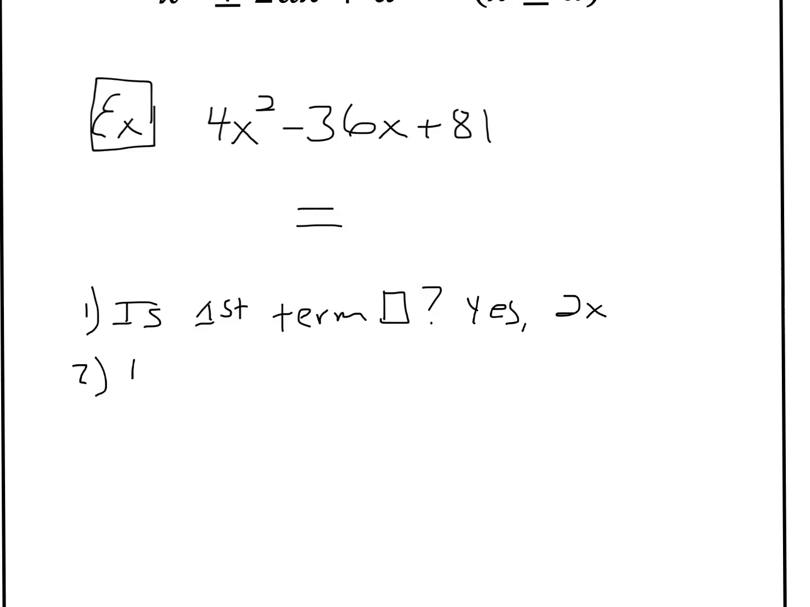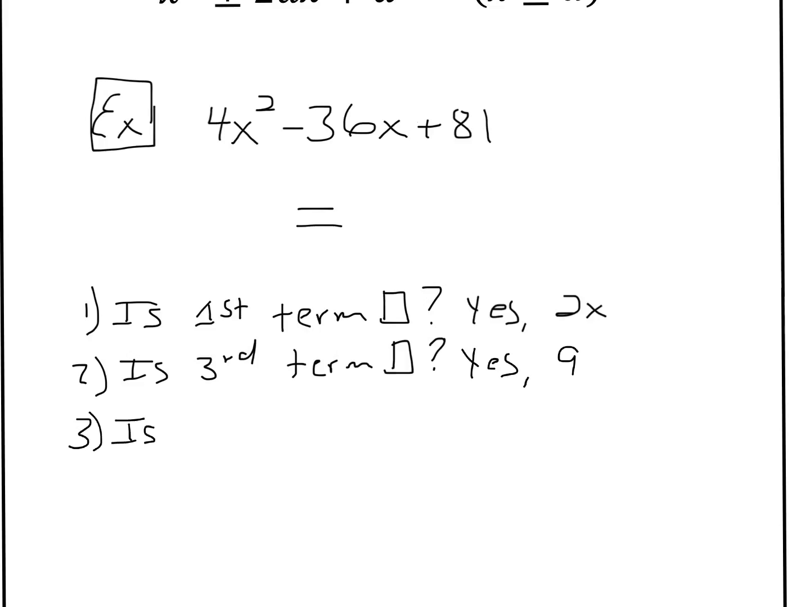Second question. Is the third term, the last term, a perfect square? So in this case, the last term is an 81. It is a perfect square. Its square root is 9. The third question is a little more complicated.